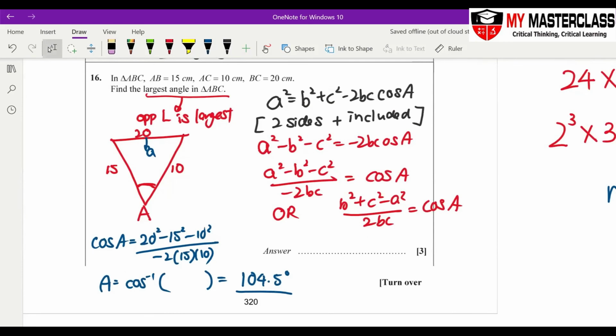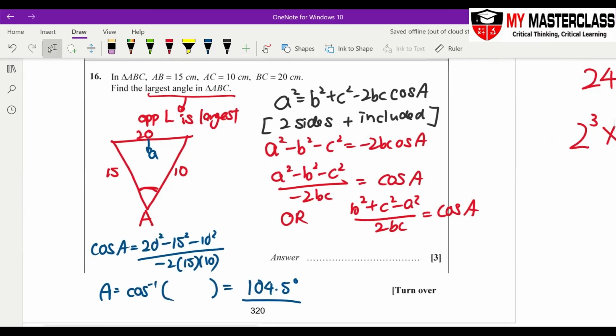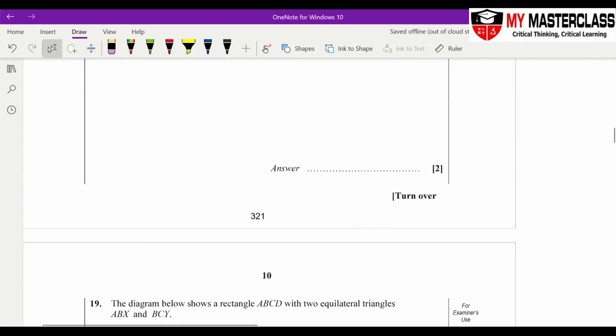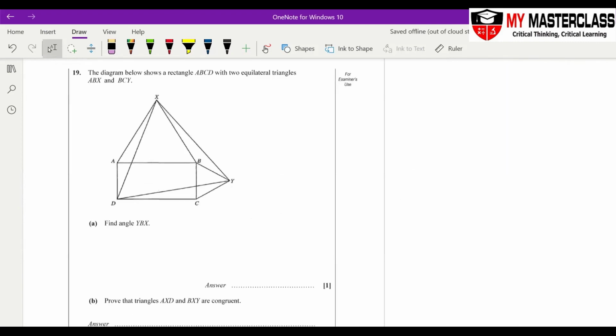So know how to manipulate the cosine rule yourself. Isabel, when you're done, let me know. I'm done. Good. All these algebra ones and indices ones, I let you all do yourself. Come, go to the next one.